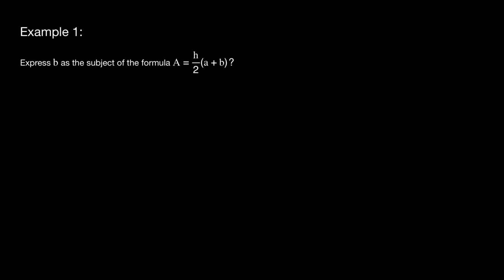So with example 1 here, I need to express b as the subject of the formula a equals h over 2 brackets a plus b. So I need to try and move this to begin with, because this is all multiplying by what's inside the brackets. So before I can open the brackets up, I want to remove this. Now I'm going to try with that 2 to begin with, and to get rid of that, the opposite of that is multiplying both sides by 2. So that will give me 2a equals h brackets a plus b.